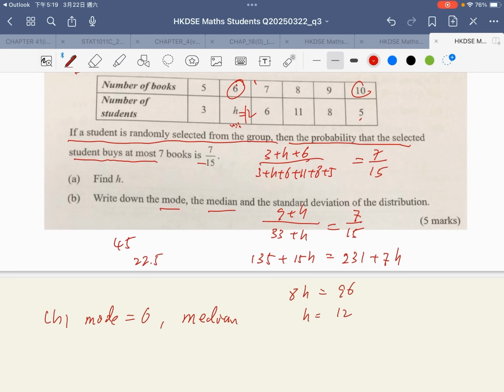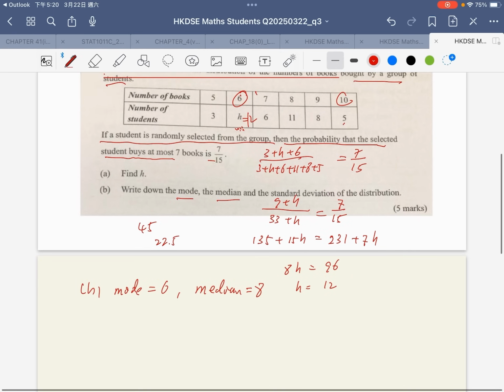The middle value is 22.5, which means the median should be the 23rd item. Let me see: 3, 12, 15 plus 6 is 21, so the 23rd should be located at this one. Therefore, the median is 8. For the last part, I only use the calculator. The calculator tells me the answer is 1.48. It is an easy question.